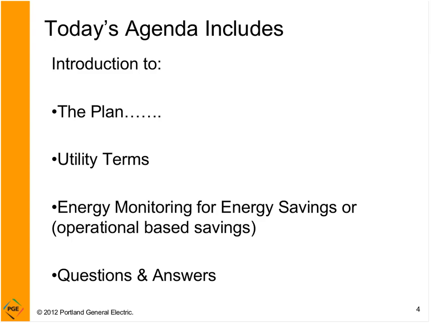Third, we'll be covering energy monitoring for energy savings or operational-based savings. An example of this might be, instead of changing out equipment, you'd be looking for ways to change your operating habits to be able to get energy savings. This may be as simple as having lights turned on and off, but obviously it's going to be more complicated than that.